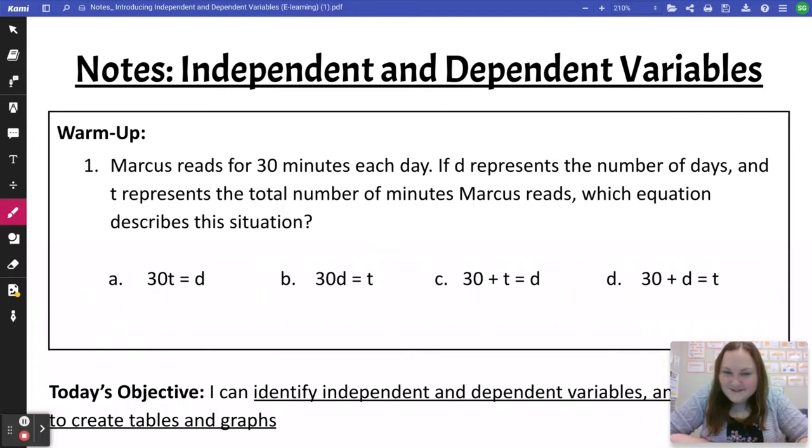Go ahead and pause the video now to read through this warm-up question and then choose which equation would represent this situation, A, B, C, or D. Come back to the video once you think you've got an answer.